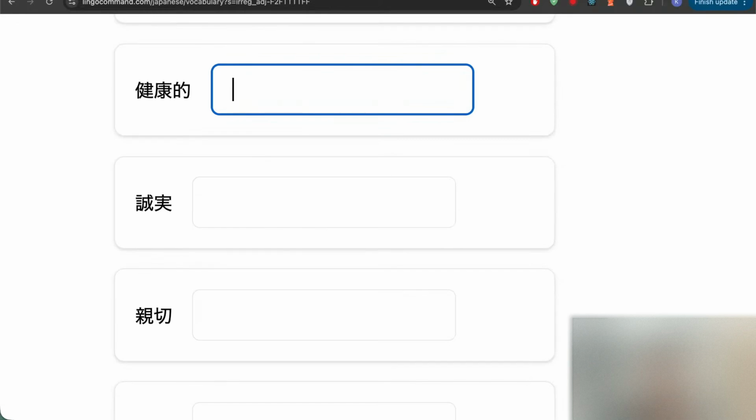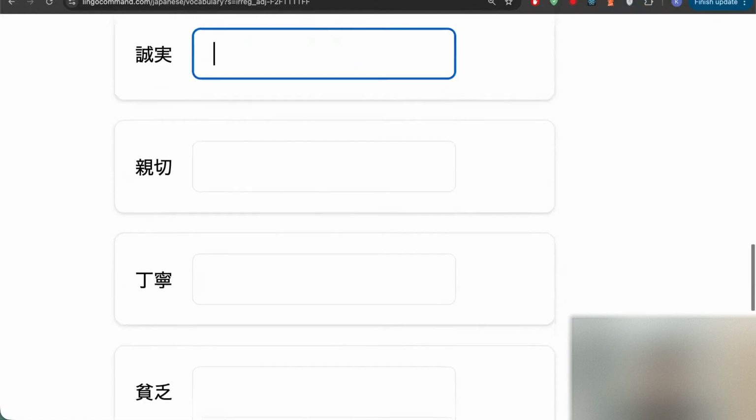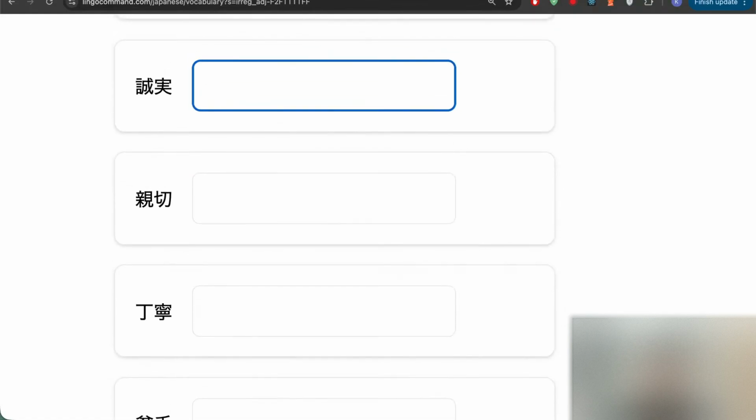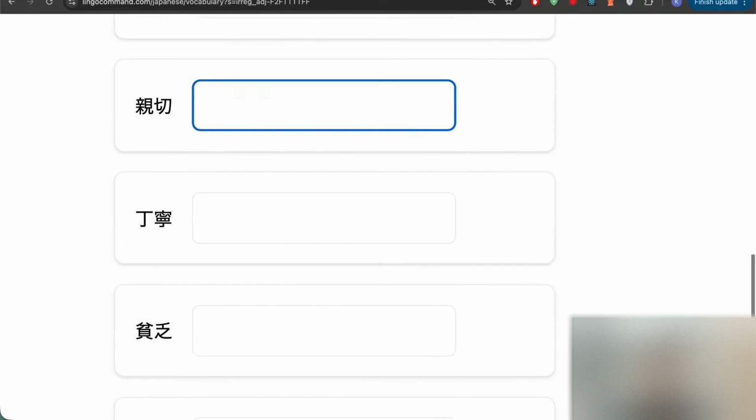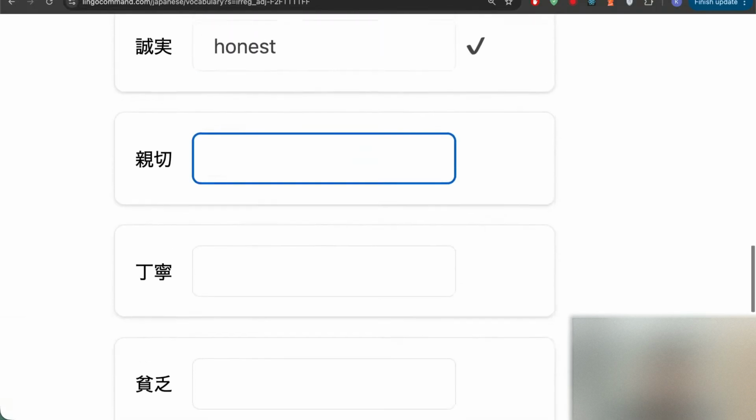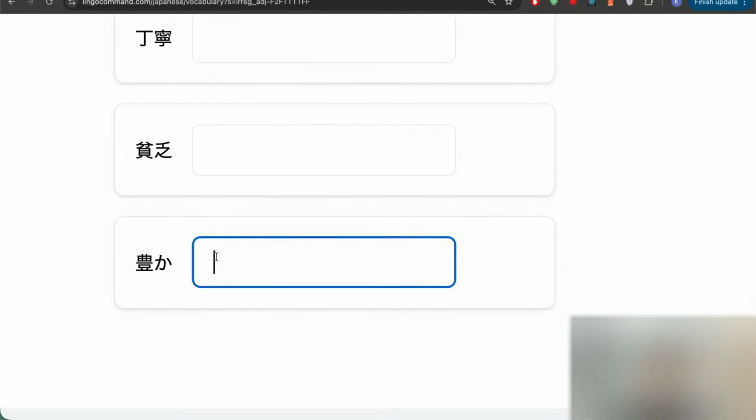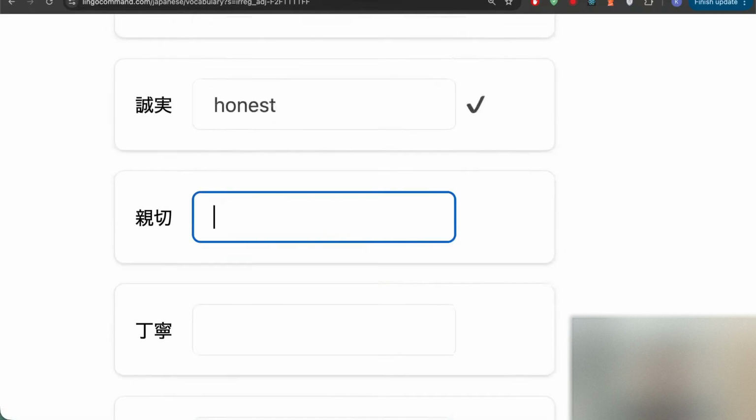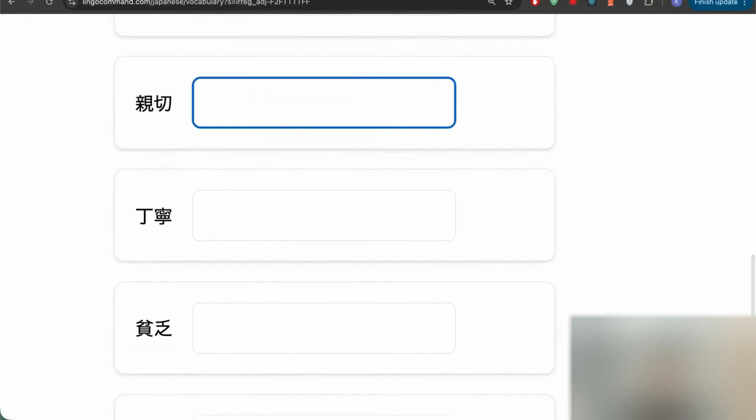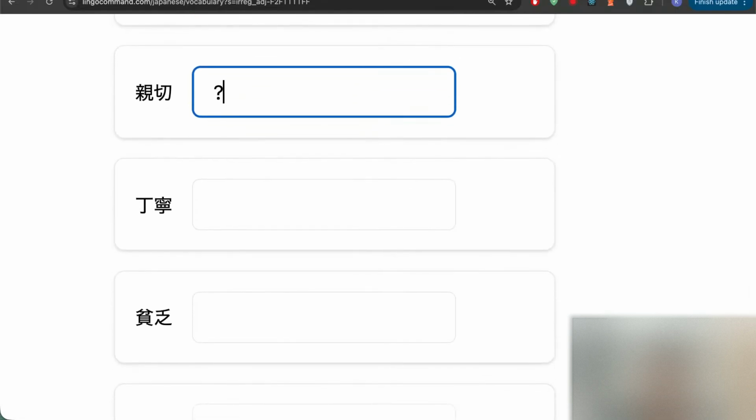And then kenkou teki is healthy. This is senjutsu, which is honest. And then, God, there are a lot of these. Yutaka is rich. That leaves us with 3 kanji that we're not familiar with. So let's take a look.